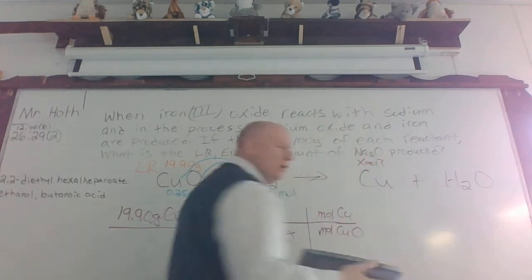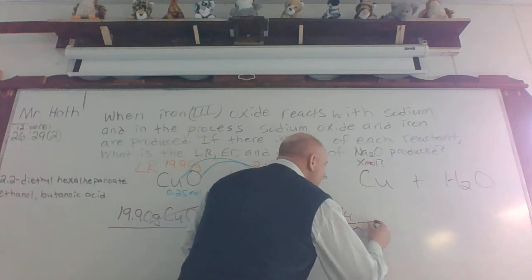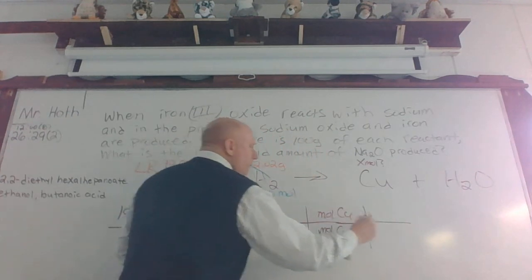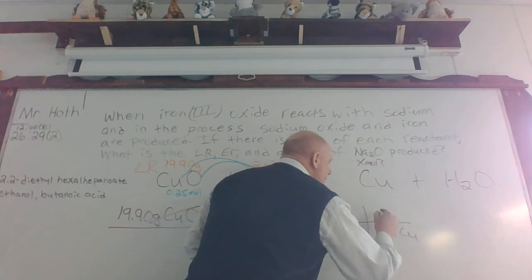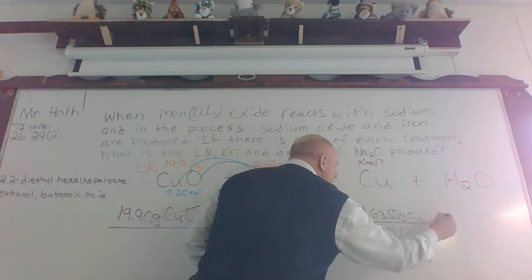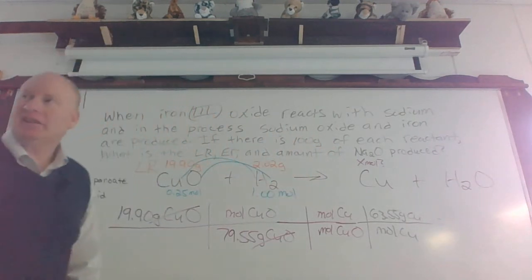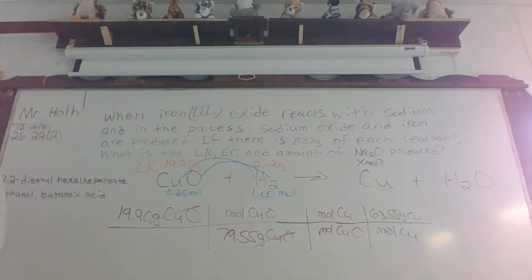Really, we're just taking that 0.25 times 63, right? What we mean by that is this. For every mole of copper, you get 63.55 grams of copper. So about 16 grams of copper. It's actually 15.88. Okay, yeah. We're hitting the dartboard, pretty close to the center bullseye.